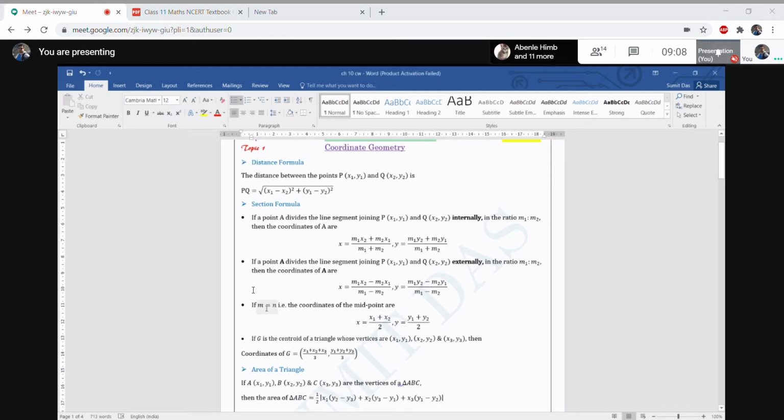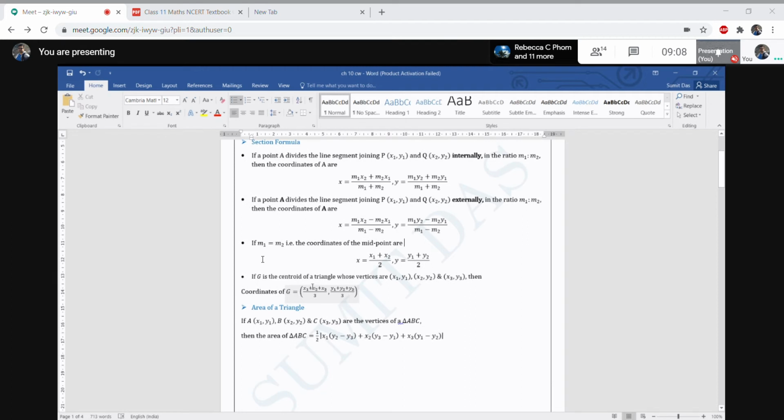Then a very important part, the midpoint. If the ratio is m1 and m2, here I wrote m1 m2, if m1 equals m2, then the coordinates of the midpoint will be this: x equals x1 plus x2 divided by 2, and y equals y1 plus y2 divided by 2.